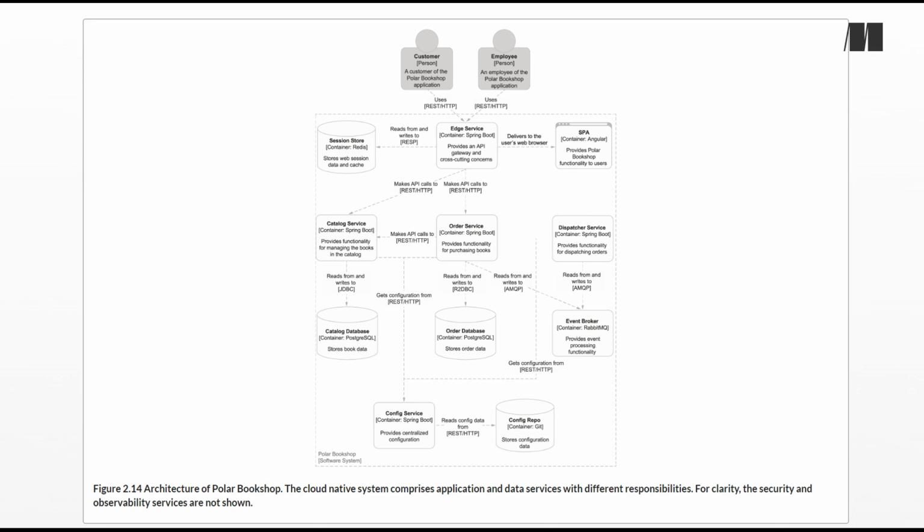Figure 2.14, Architecture of Polar Bookshop. The cloud-native system comprises application and data services with different responsibilities. For clarity, the security and observability services are not shown. Web and interactions.